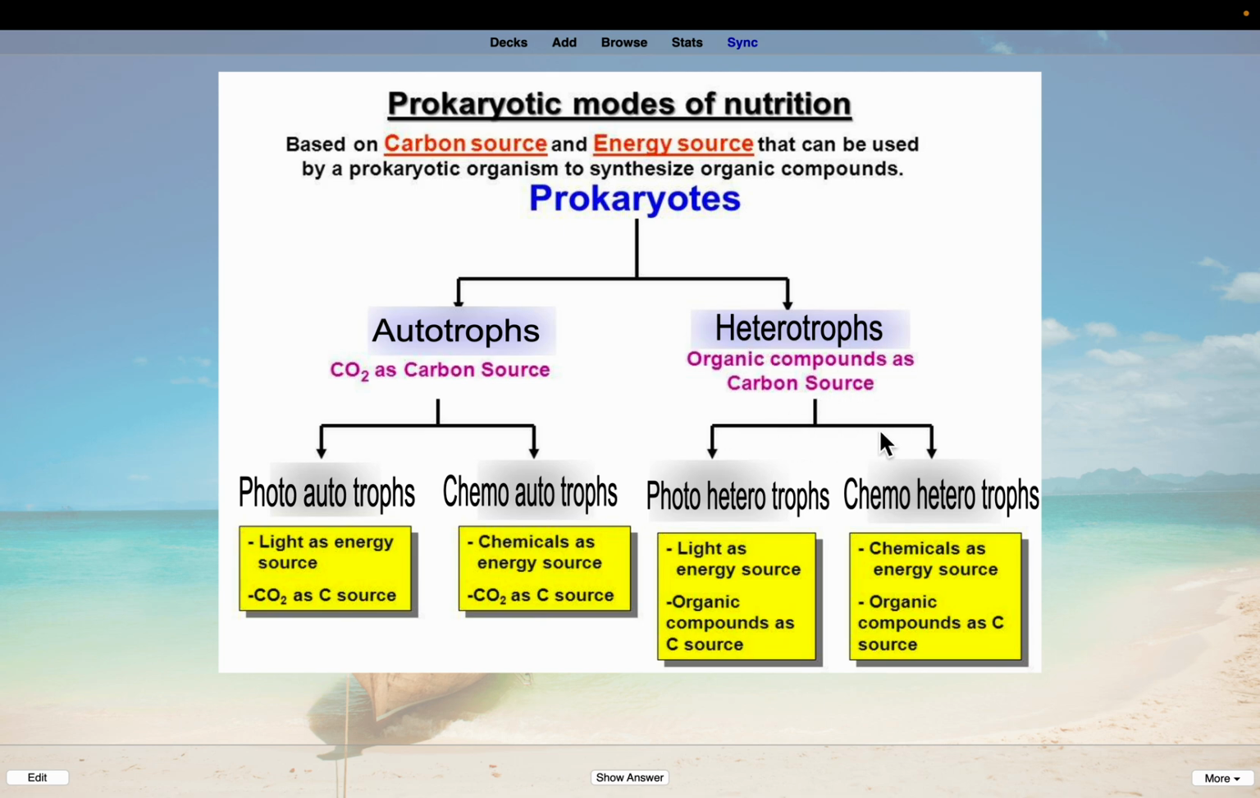For heterotrophs, there are also two types, photoheterotrophs and chemoheterotrophs. Light is used as energy source for photoheterotrophs, but what makes it different from photoautotrophs is that it manifests the characteristic of heterotrophs. That is, they have organic compounds as a carbon source. Same goes with chemoheterotrophs. It's the same as chemoautotrophs, except that it manifests the characteristic of using organic compounds as a carbon source. So that's it. It's just a matter of memorization. Just don't get confused.